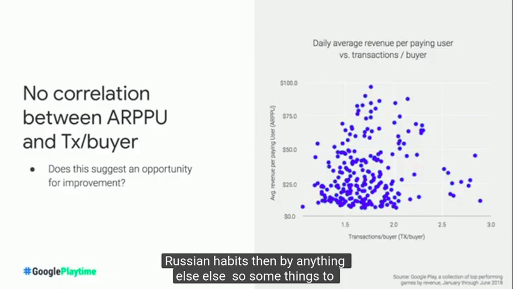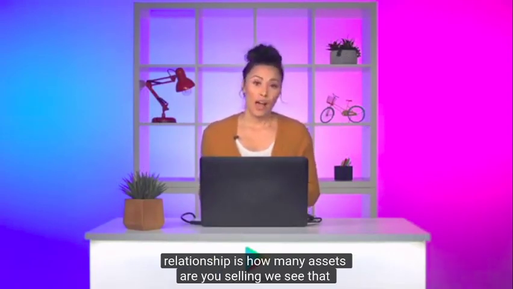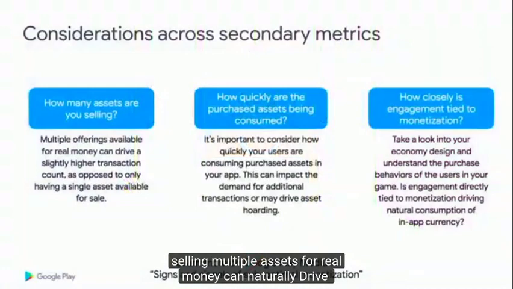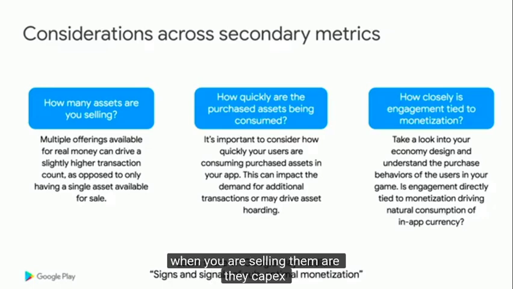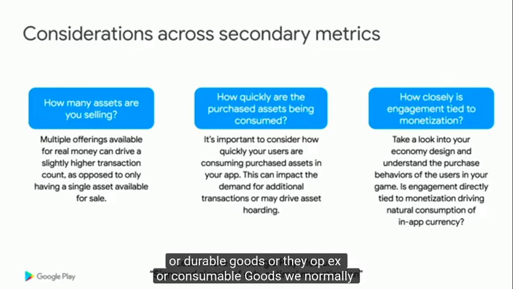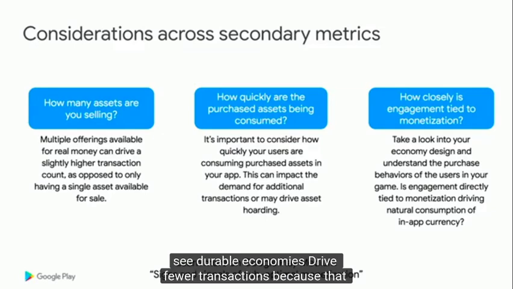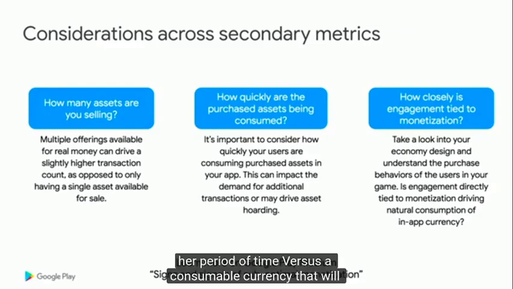So some things to consider if you do happen to see this kind of chaotic relationship is how many assets are you selling? We see that selling multiple assets for real money can naturally drive higher transactions per buyer as more things are available for real money purchase. So what types of goods are you selling? Are they CapEx or durable goods? Or are they OpEx or consumable goods? We normally see durable economies drive fewer transactions because that purchase can last a longer period of time versus a consumable currency that will need to be replenished regularly.